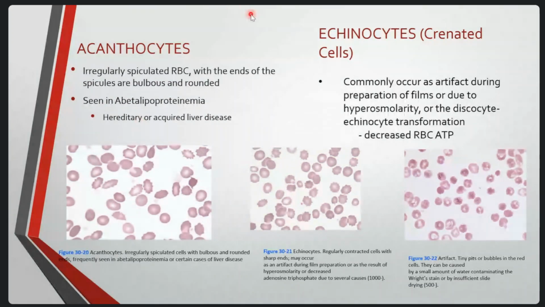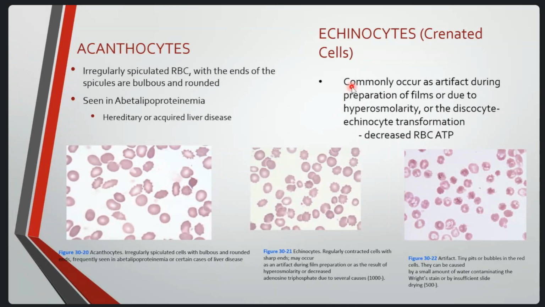Another one is the acanthocytes. These are irregularly spiculated red blood cells in which the ends are bulbous or rounded, unlike crenated cells, which have sharp edges. This is specifically important for cases of abetalipoproteinemia, which can be hereditary, or acquired liver disease.